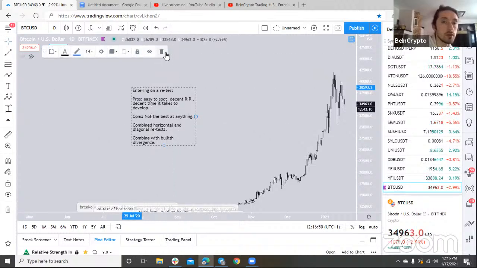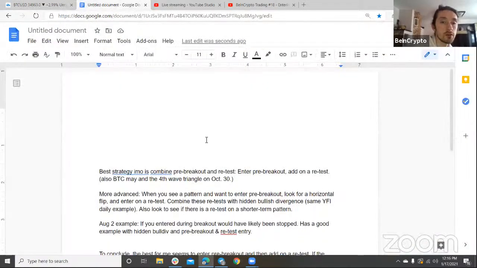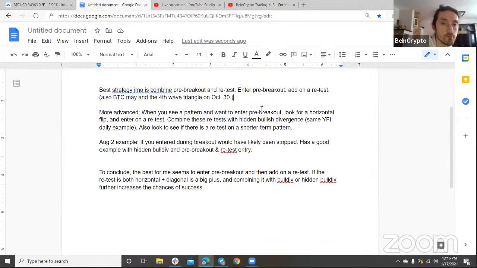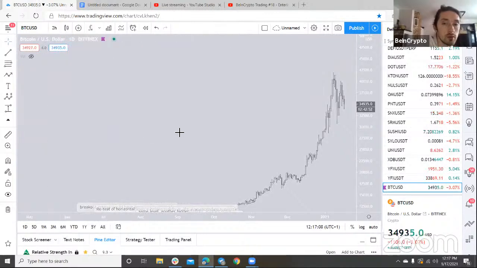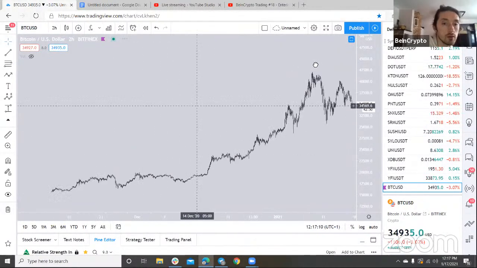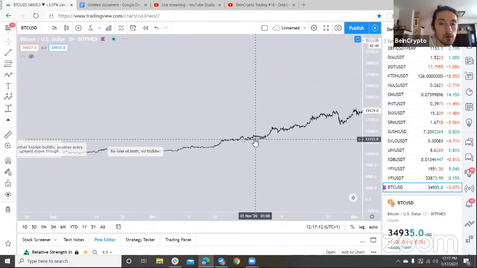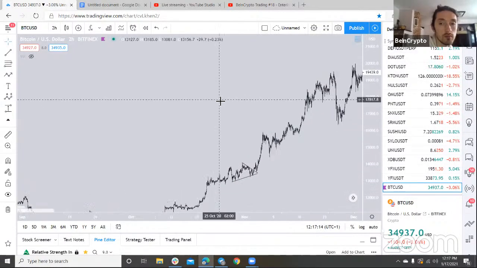Now, let me just do another few examples. So yeah, the best strategy in my opinion is to combine pre-breakout entering and retest entering. So basically you enter pre-breakout and then you add on a retest afterwards. So I think Bitcoin, there's an example on Bitcoin in late October, this one.